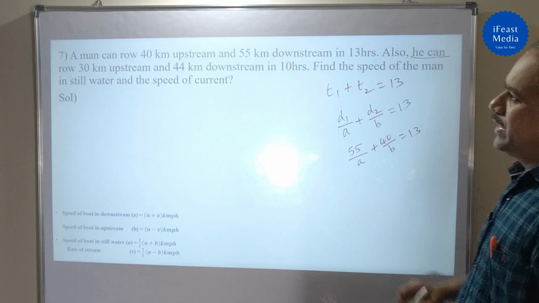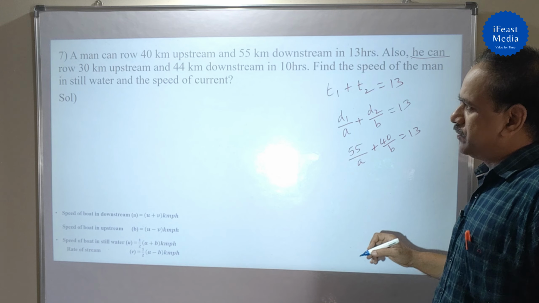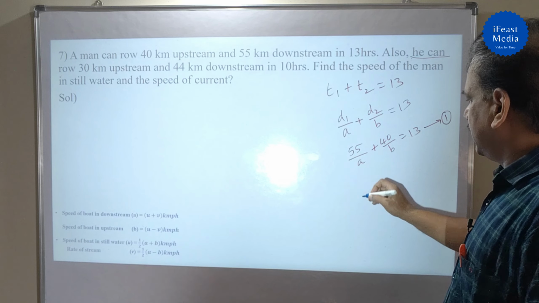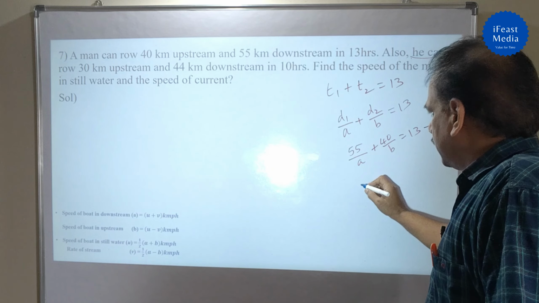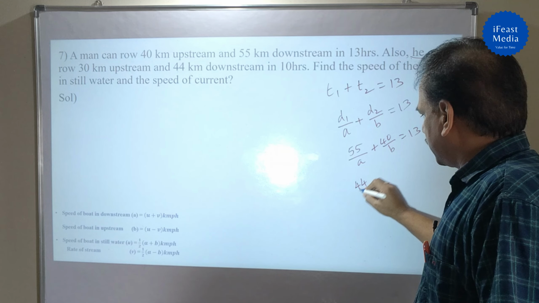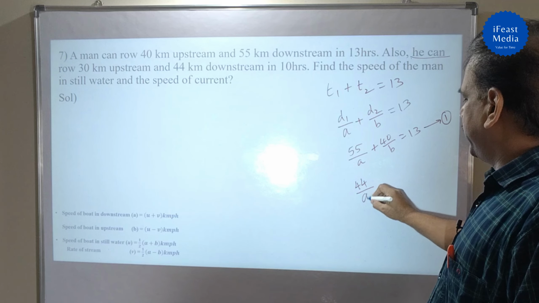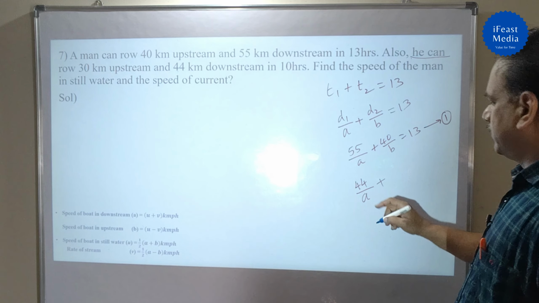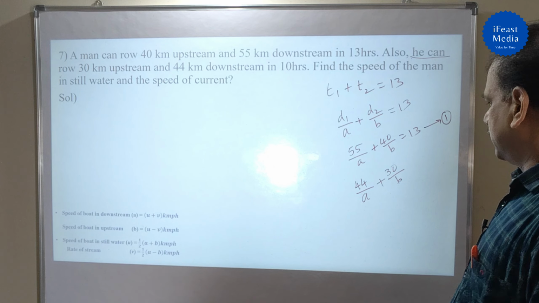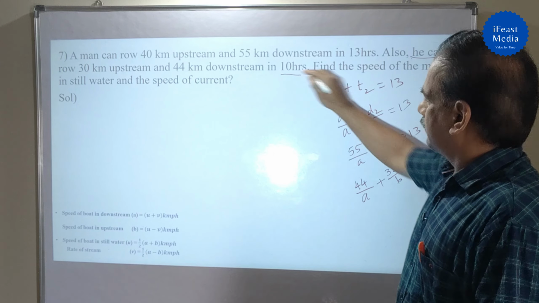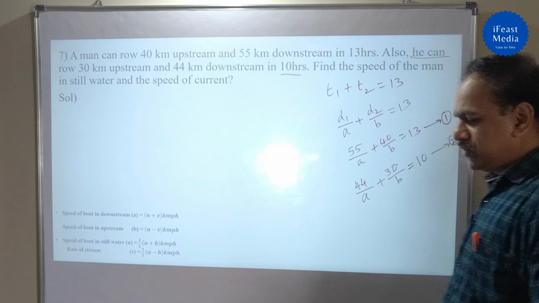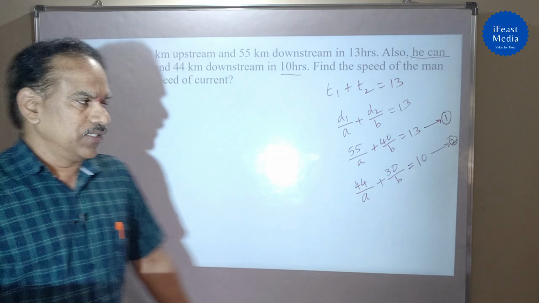And another statement given, he can row 30 kilometers upstream and 44 kilometers downstream in 10 hours. So you have the first equation. In a similar fashion, you have another equation. You take the downstream first, 44 kilometers, downstream speed is A. 30 kilometers by speed of the boat in upstream, which is 10 hours. So this is the second equation. Now you solve these two equations, you will get A and B.